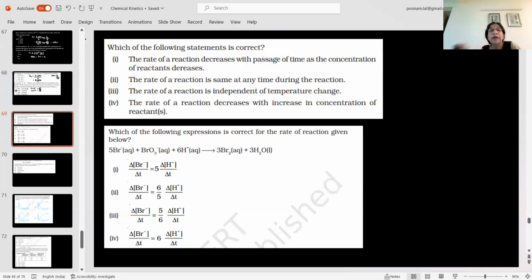Now look at the next one. The rate of reaction decreases with passage of time as the concentration of reactants decreases. Which statement is correct? Hari Raghav has also come. Good. There's a spelling mistake here. Rate of reaction is the same at any time during the reaction. Rate of reaction is independent of temperature change. And rate of reaction decreases with increase in concentration. Can you tell me which is the correct answer? Hari Raghav, can you tell me which is the correct one?